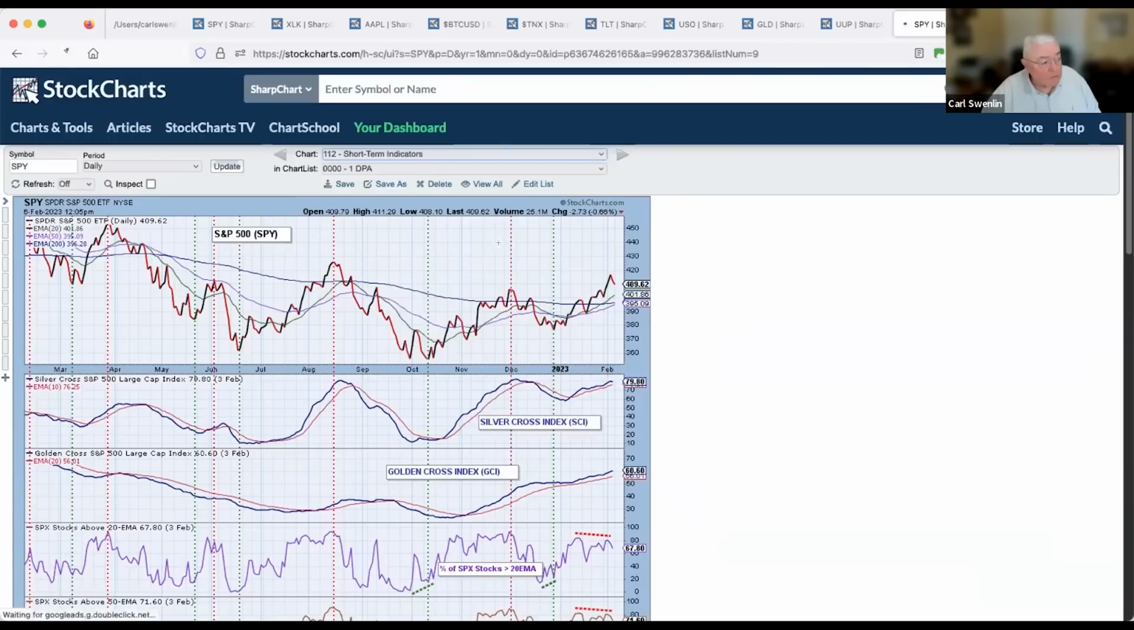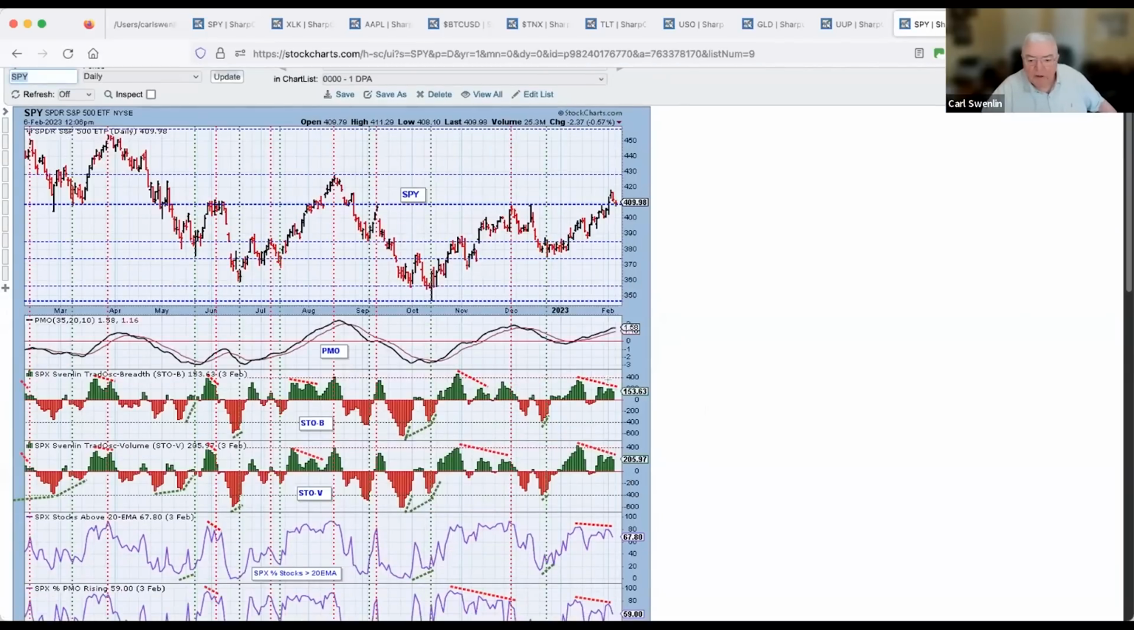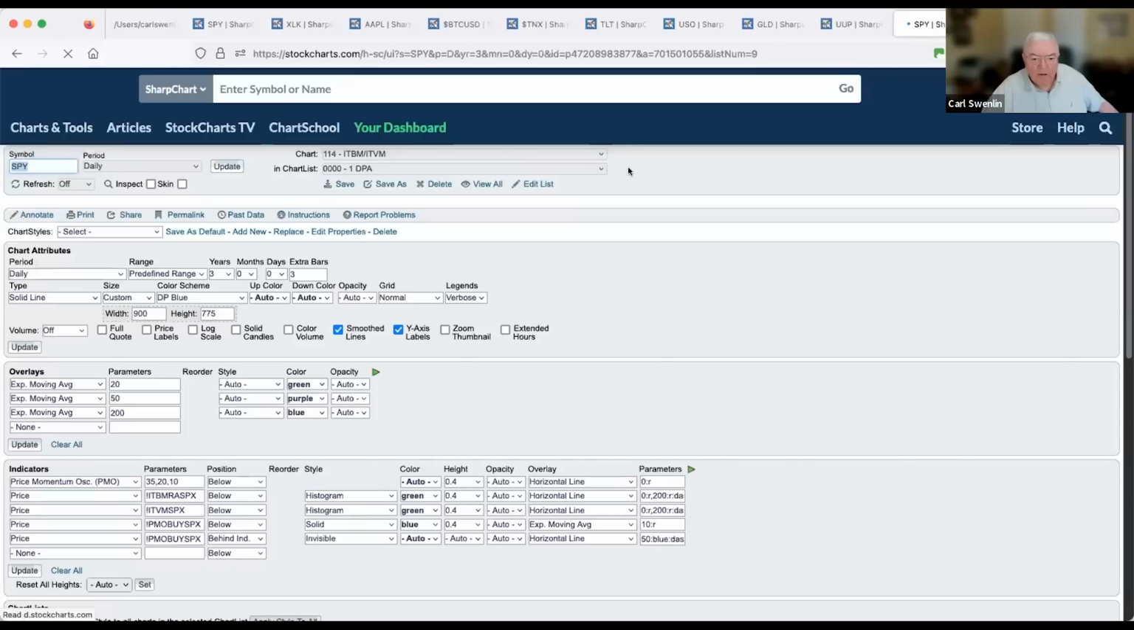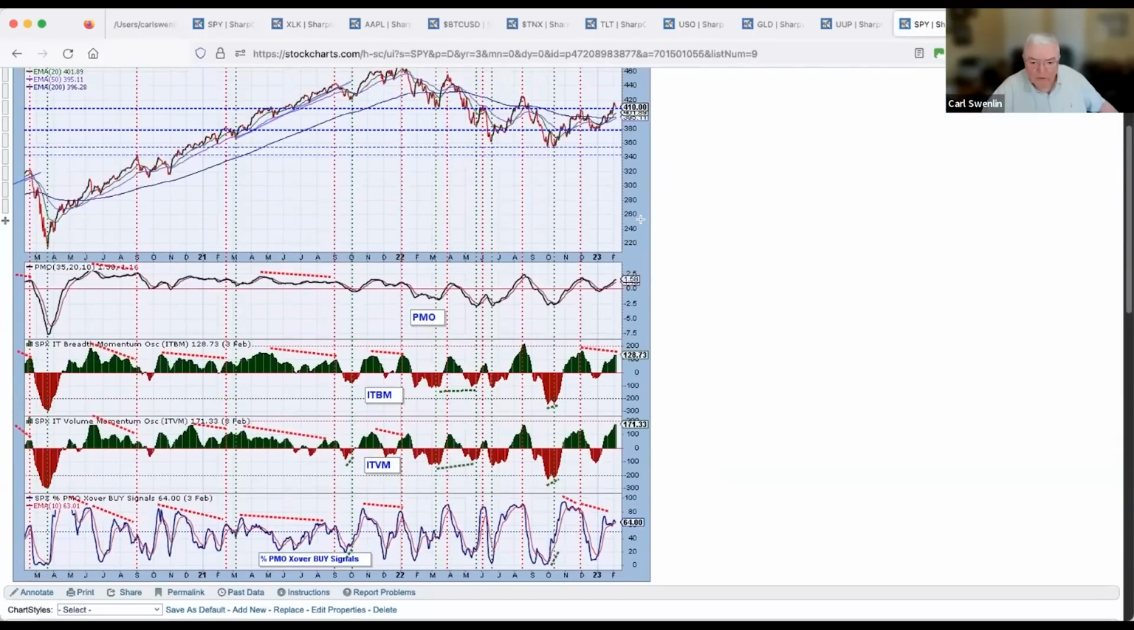The short-term indicators, okay, we've got a negative divergence on all four of these indicators. The Swenlin trading oscillator for breadth and volume are the most important ones that we look at. And so we should expect this decline to continue and perhaps to break the rising trend line. Those were the short term. Here's the intermediate term indicators, the intermediate term breadth momentum and intermediate term volume momentum.